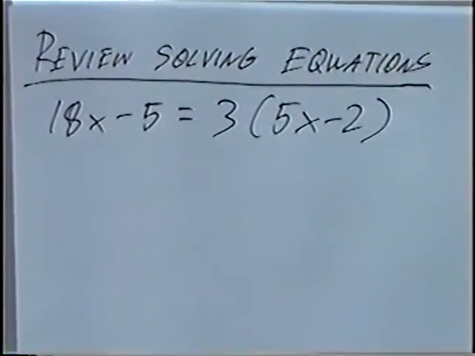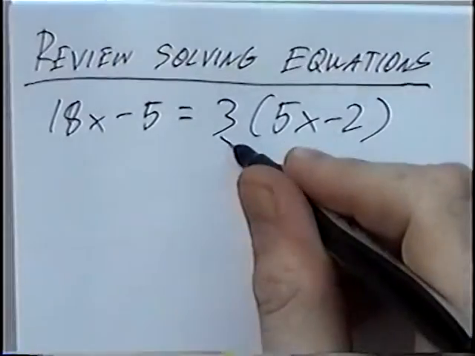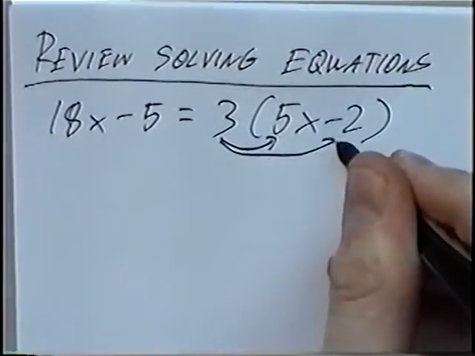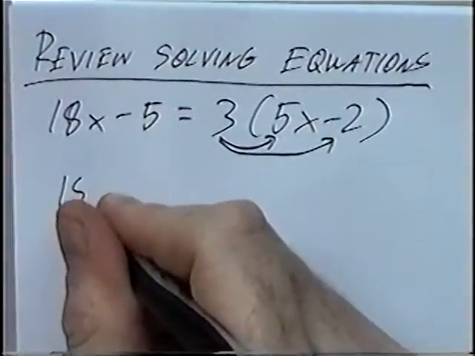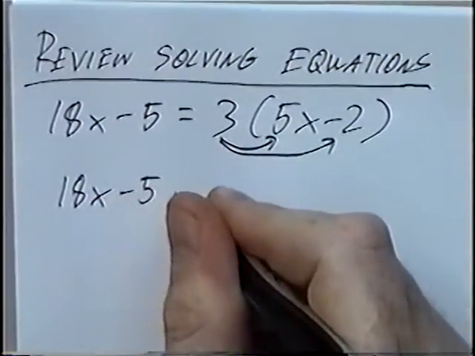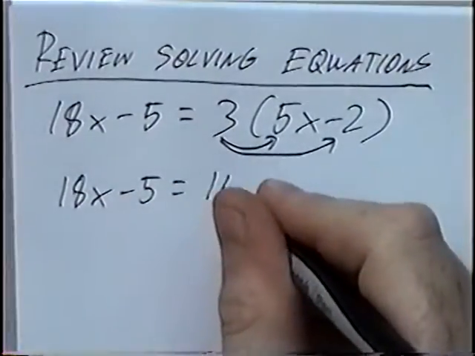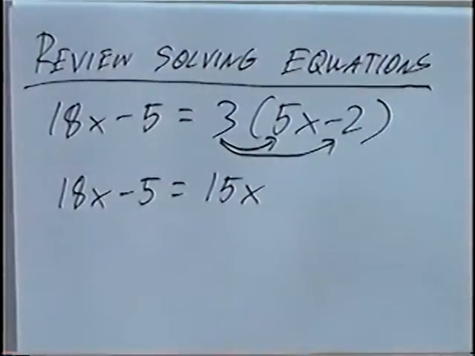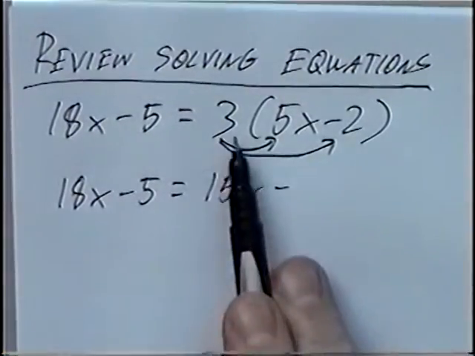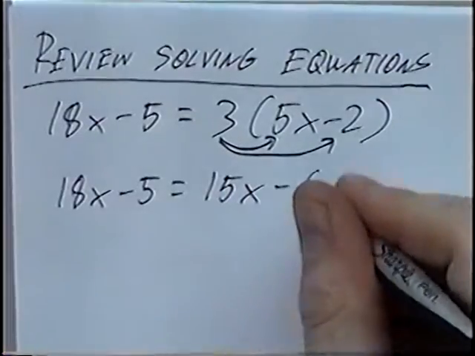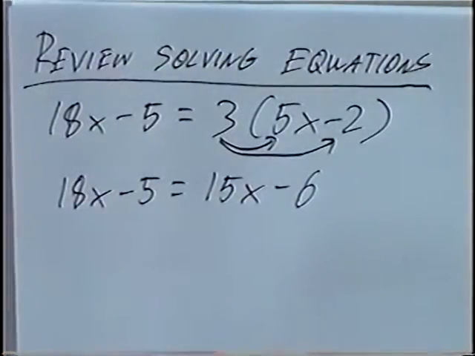Solve this equation. We can first get rid of the parentheses. The 3 outside we can distribute or multiply inside. 18x minus 5 would stay the same, equals 3 times 5 would be 15x. 3 times a negative 2 would be negative 6 or minus 6.